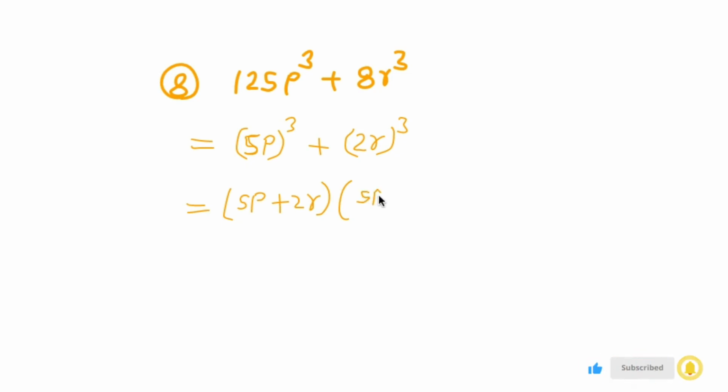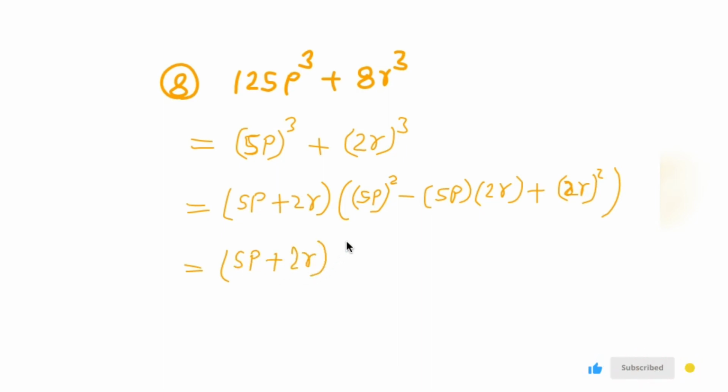Okay, I am writing one more step and then I can solve. Okay, here sorry, here negative. A value is 5p and b value is 2r, plus b square. So 2r square. If you write step by step, your mistakes reduce. 5p plus 2r, and this is 25p square minus 10pr plus 4r square. Okay, and this is the answer.